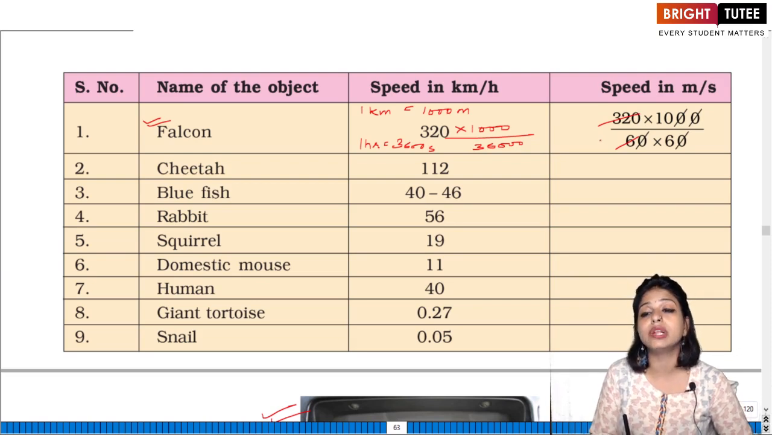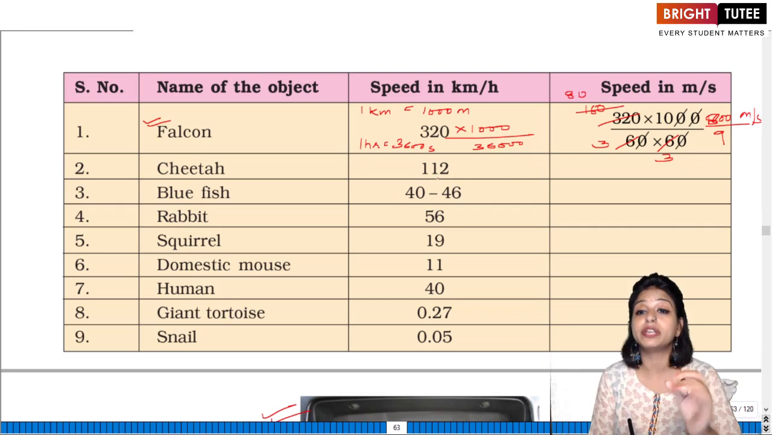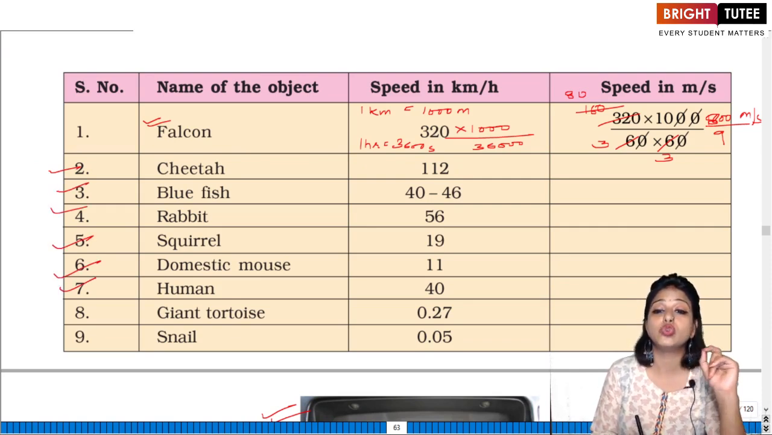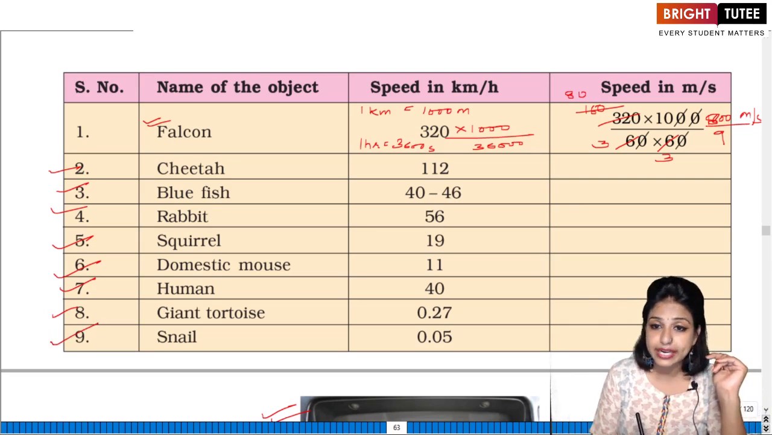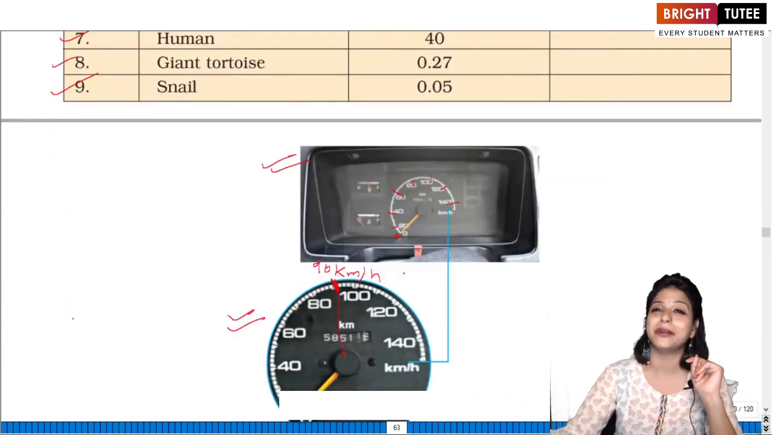Whatever I get, let me just cut it. 320 divided by 3 gives 160. Then we are left with 1600 divided by, let's cut this as well, this is also 3, and this will give me 80. So 800 upon 9 meters per second is what you get as the speed of the falcon in meters per second. You can calculate it for everyone like cheetah, bluefish, rabbit, squirrel, domestic mouse, humans, giant turtle or snail. So you can calculate the meter per second for the fastest animals we know, and humans are there too, so it is good news, right?